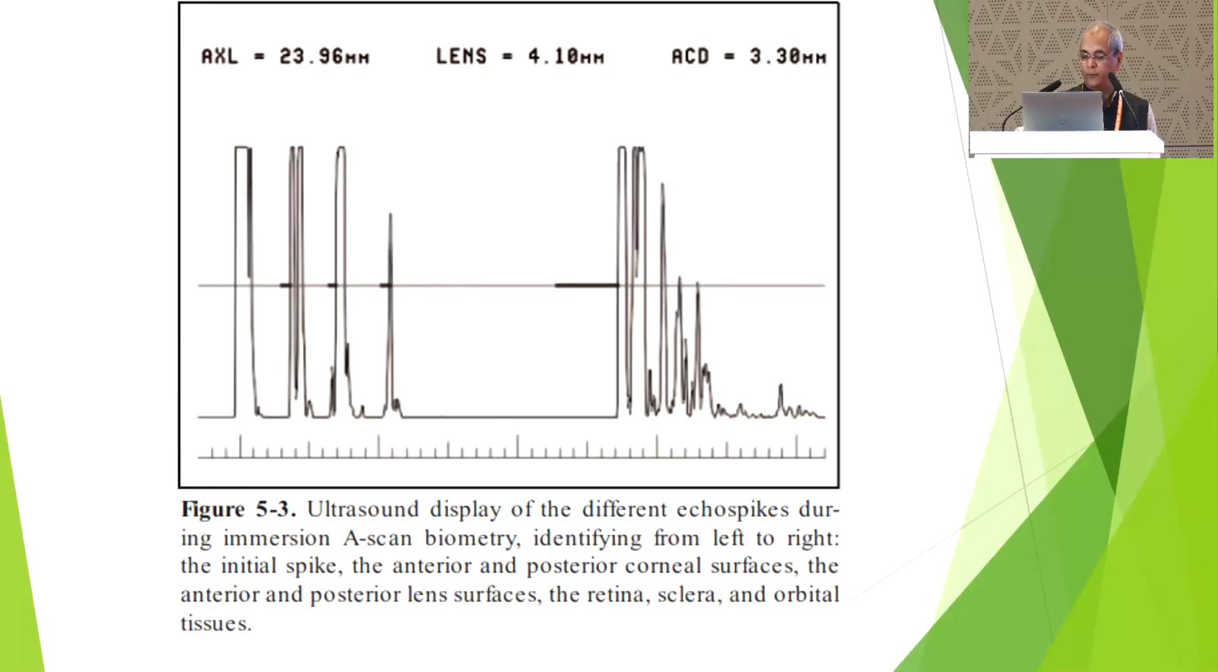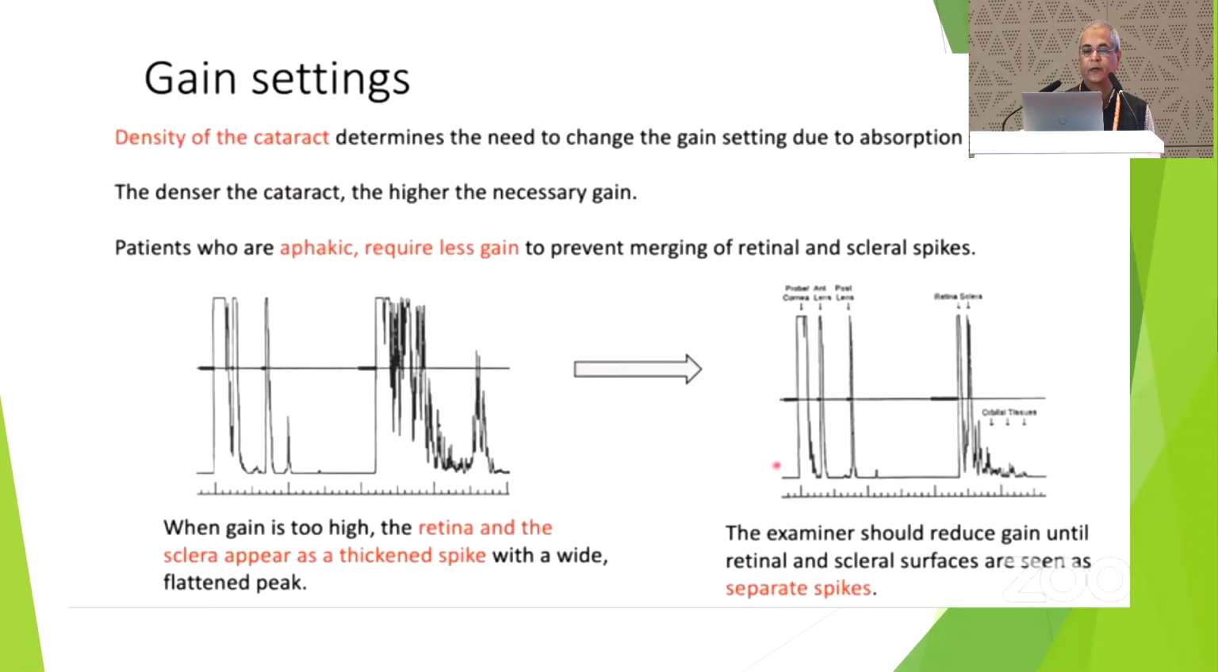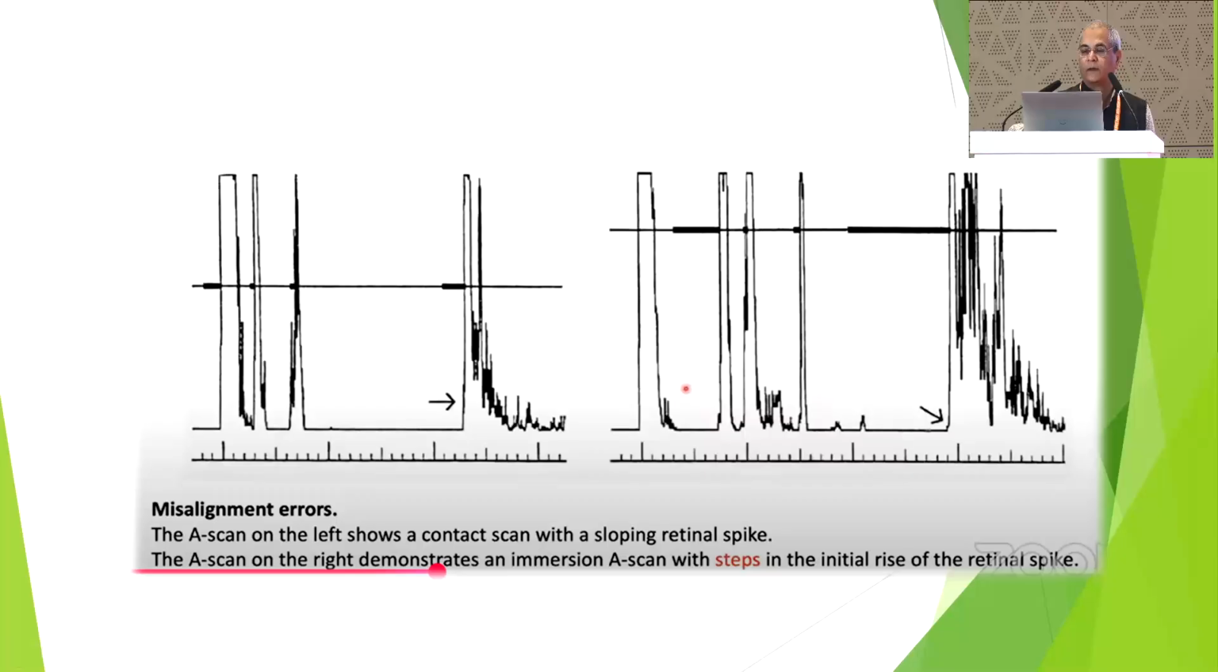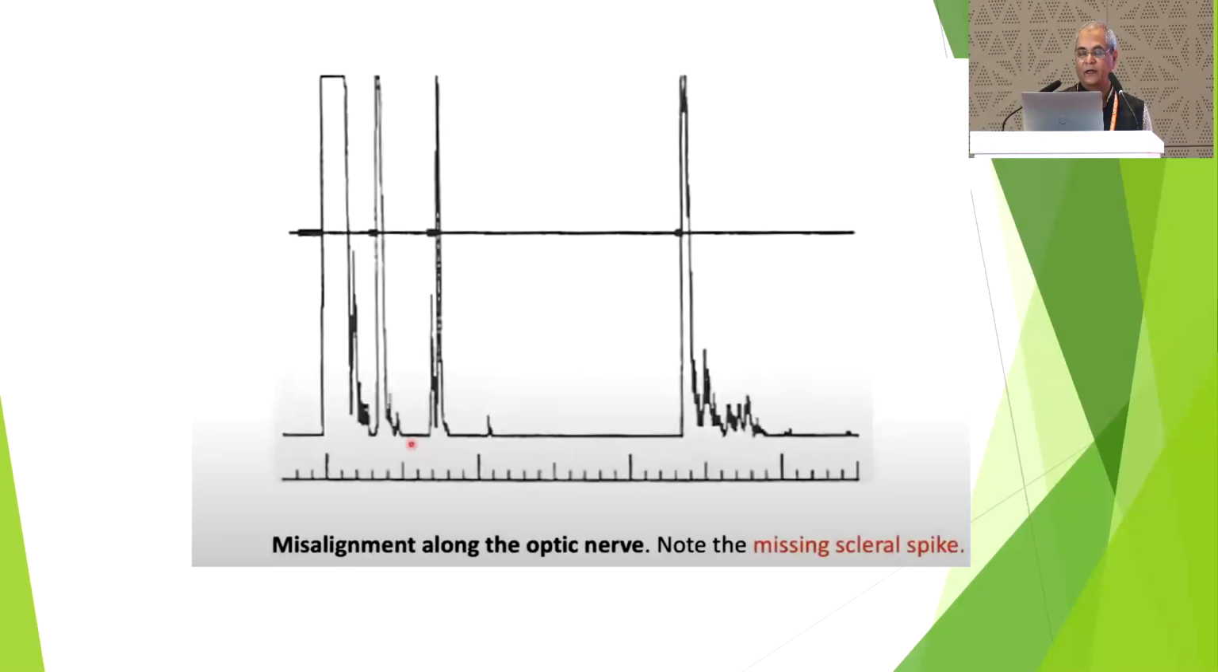So this is a beam you get in the immersion biometer. Here again, if the cataract is dense, you have to increase the gain of the machine. And if an aphakic or pseudophakic patient is there, then you have to reduce the gain. If gain is too high also, then the beam will be merged. So here you have to reduce the gain till you get a separate beam in each. Here the retinal spike is not straight. So these are very minor things. If we see this, our biometry will be much better even with the immersion one. And if the beam is aligned with the optic nerve, then you will not get the scleral beam.